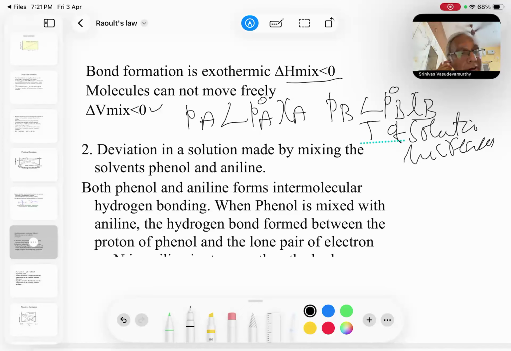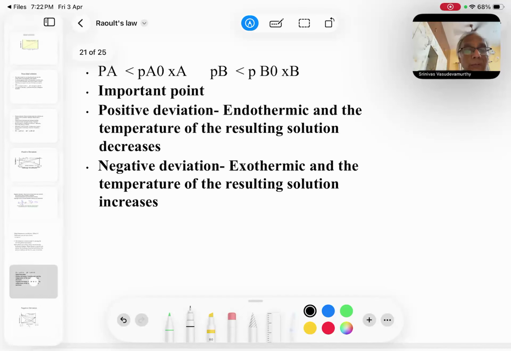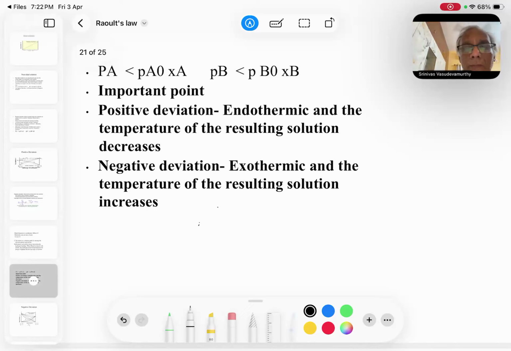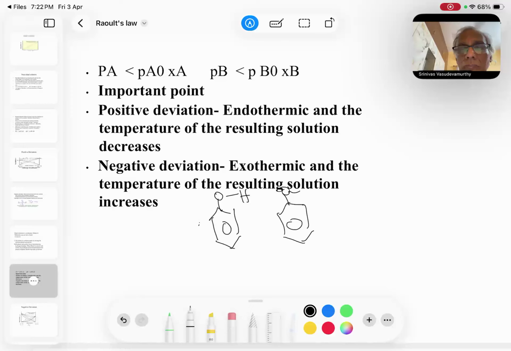One more example you can take by mixing two solvents, aniline and phenol. For example, I have taken phenol, C6H5OH, another molecule of phenol, C6H5OH, and so on. Between the lone pair of electrons on oxygen and a proton of phenol, a hydrogen bond is formed. This is intermolecular hydrogen bonding.